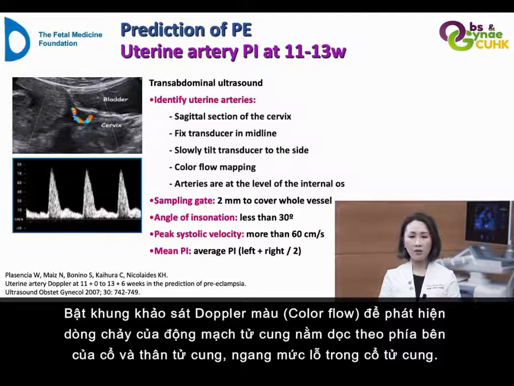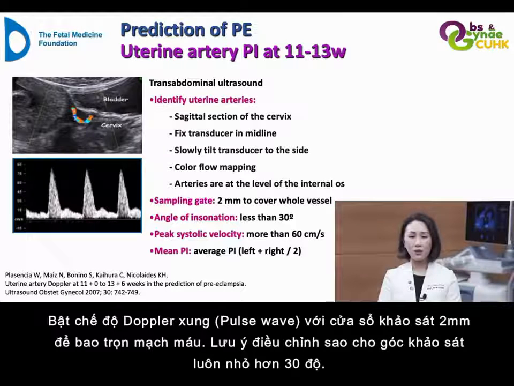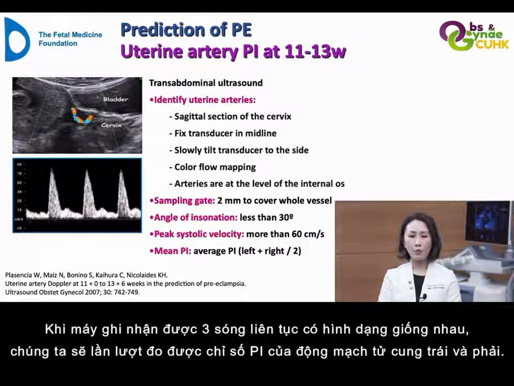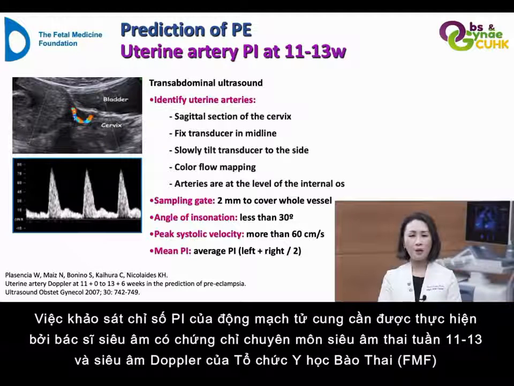Pulsed wave Doppler is used with a sampling gate at 2 mm to cover the whole vessel, and care is taken to ensure that the angle of inclination is less than 30 degrees. When 3 similar consecutive waveforms are obtained, the uterine artery pulsatility index is measured from the left and right arteries. The assessment of uterine artery pulsatility index should be carried out by sonographers who have received the appropriate certificate of competence in the 11 to 13 week scan and Doppler of the Fetal Medicine Foundation.